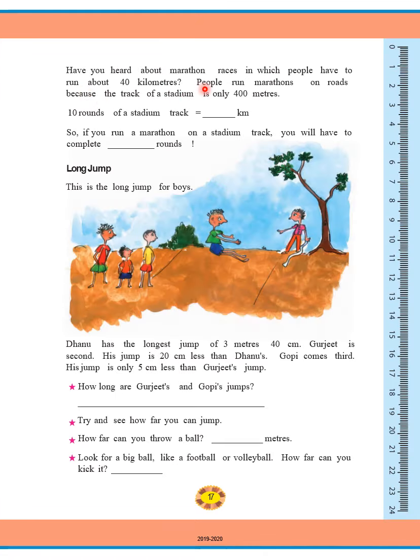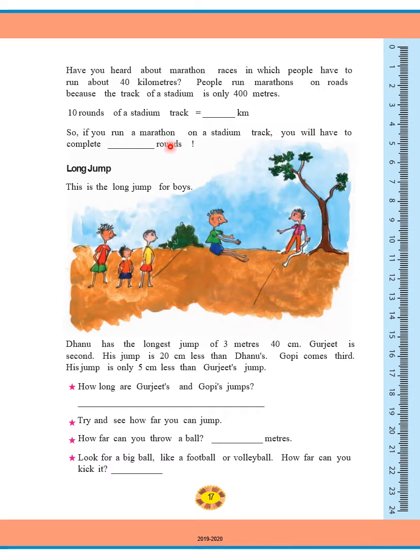Have you heard about marathon races in which people have to run about 40 kilometers? Yes, people run marathons on roads because the track of a stadium is only 400 meters. So we have to find out 10 rounds of a stadium track are equal to how many kilometers. So one track of a stadium is 400 meters and 10 rounds of a stadium track are equal to 10 multiplied by 400. That is equal to 4000 meters or 4 kilometers. So we will write here 4.